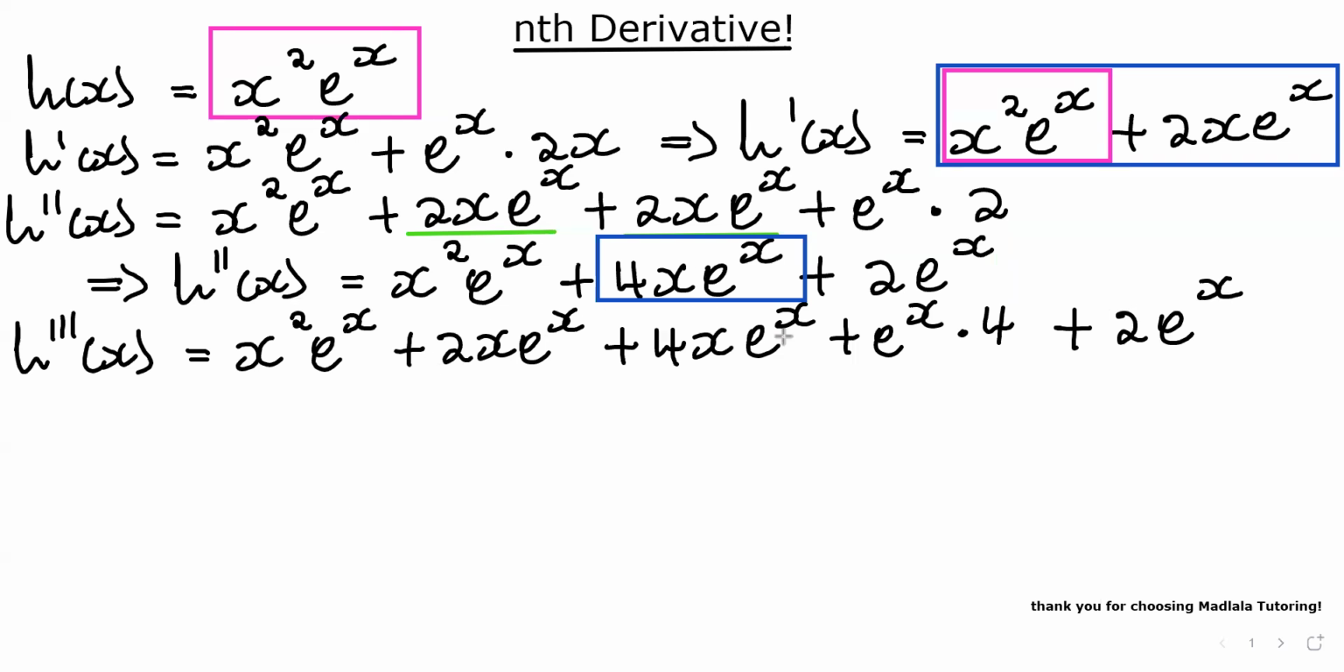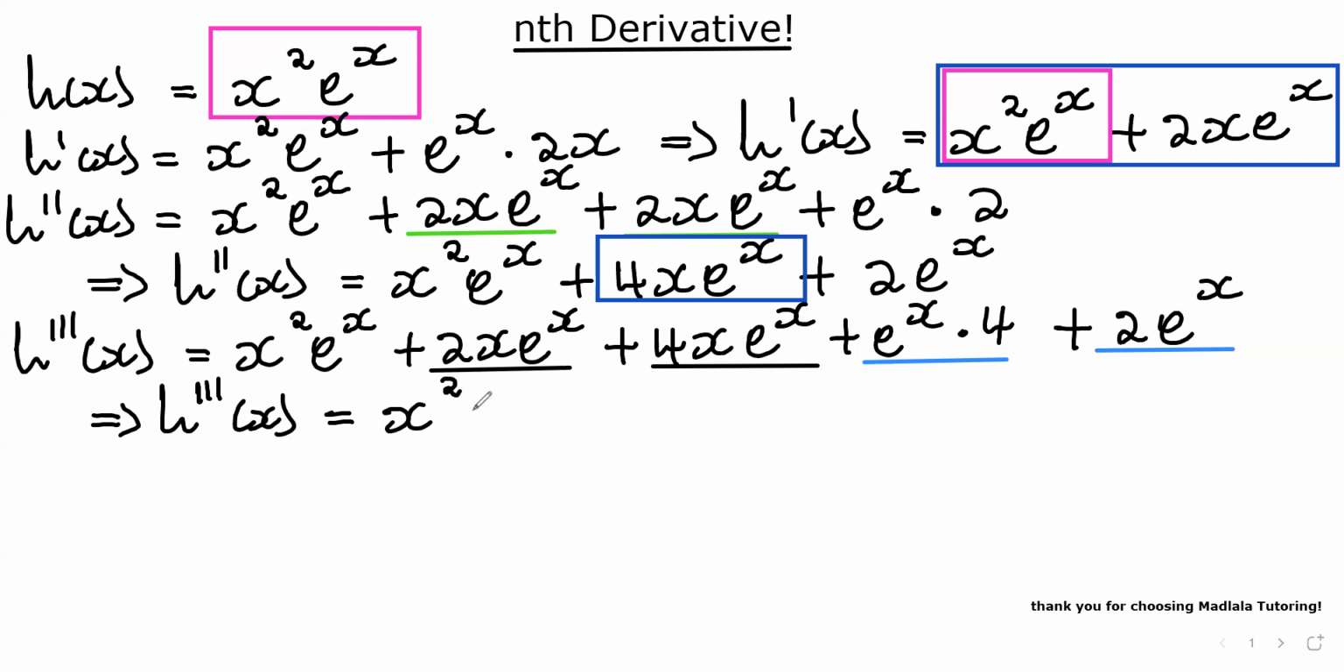And once again, we realize immediately that these two are actually like terms, but they are not the only ones. These two are also like terms. So we are simply going to add them up and write the third derivative nicely. Well, we still have x squared e to the x, and 2 plus 4 is 6.